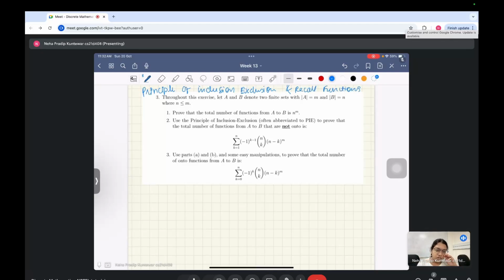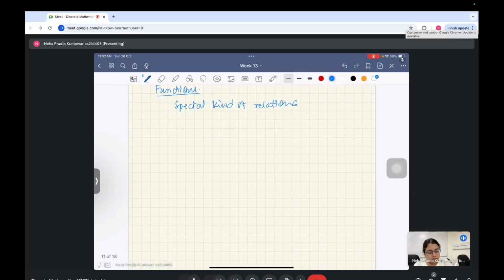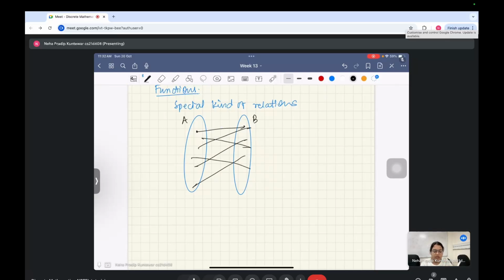Okay, so what are functions? To quickly recall, functions are a special kind of relation. A relation can be thought of like this: you have some two sets here, some set A and some set B, and what this tells you is whether this element is related to this and so on. So you can think of these as edges.